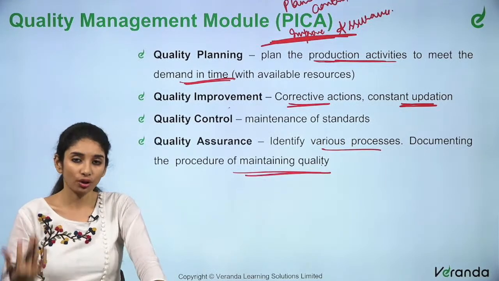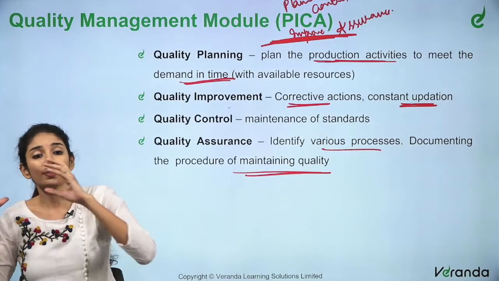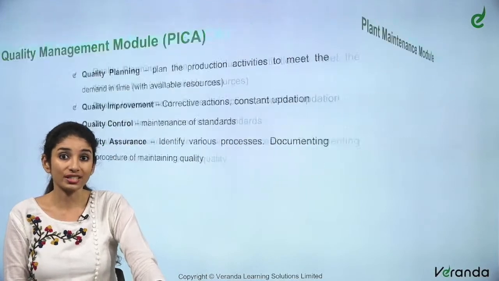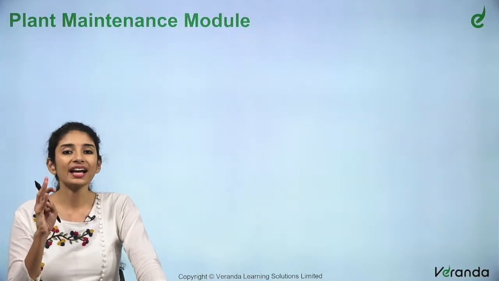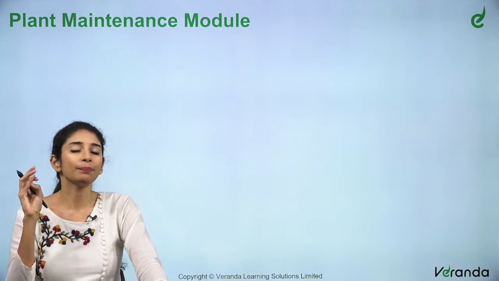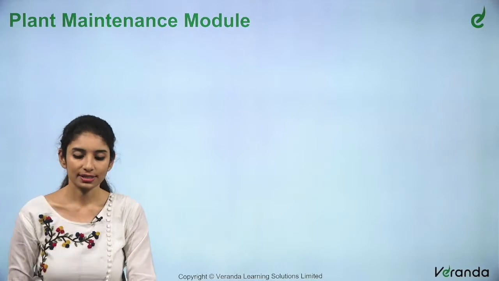Assurance means you give an assurance to your customers that we have certain strict processes in our company that we have to follow. So, we do a strict quality assurance check. Clear? PICA: P for planning, I for quality implementation, C for quality control, A for quality assurance.